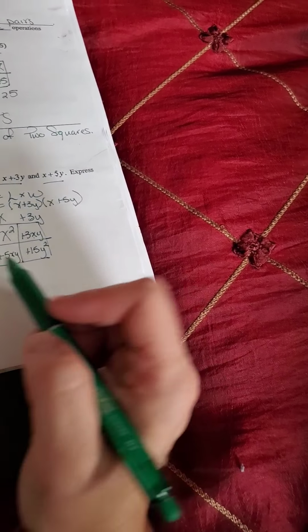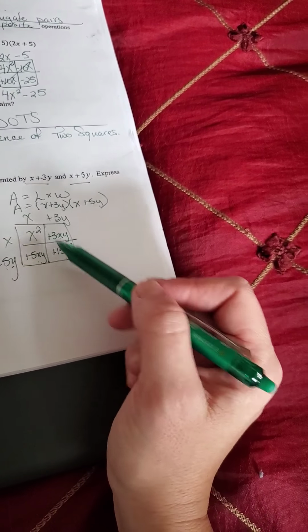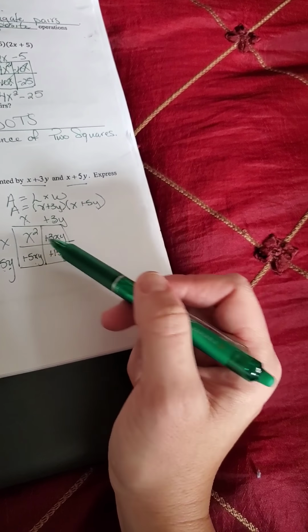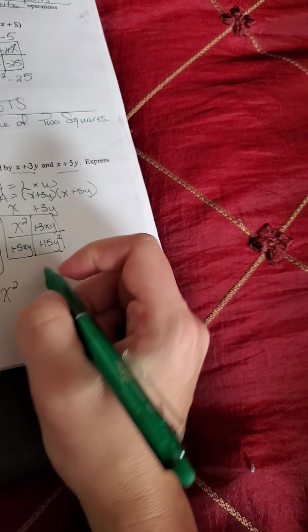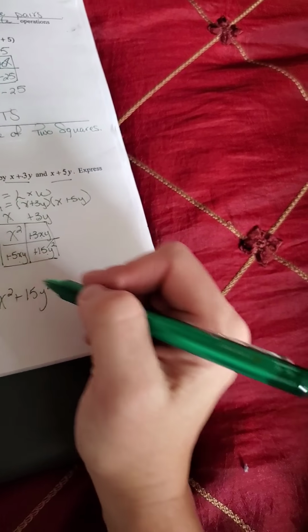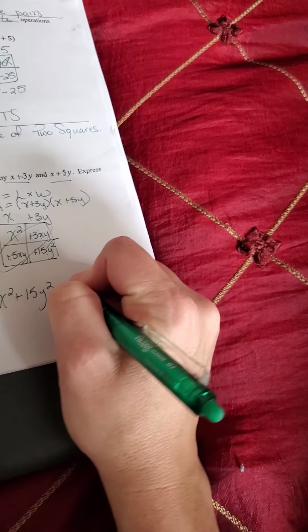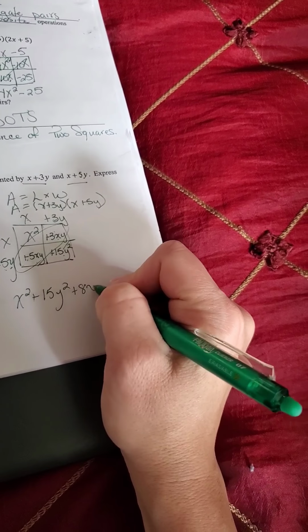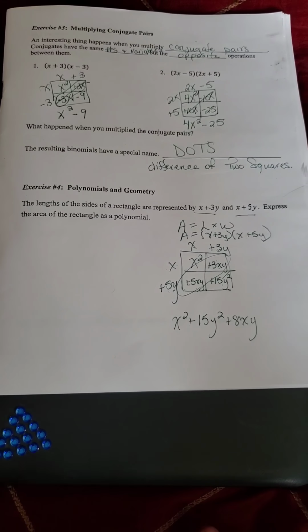So now we have to pull out highest exponent first, and we have 2 squareds now. So I have to think what comes first in the alphabet. x does. So I have x squared, then plus 15y squared. Then combine like terms: 5 plus 3 is plus 8xy. And that's it. We are done.